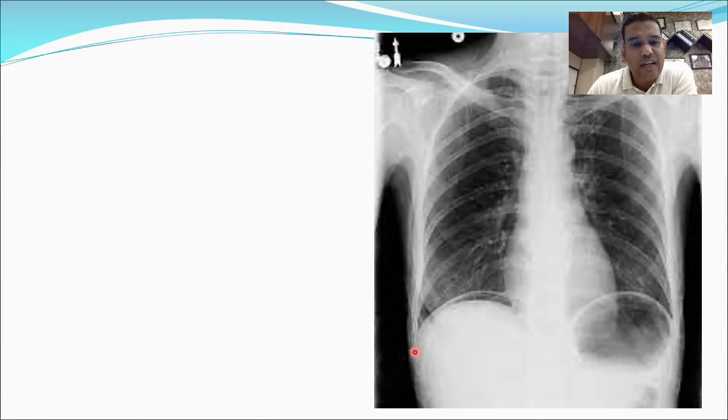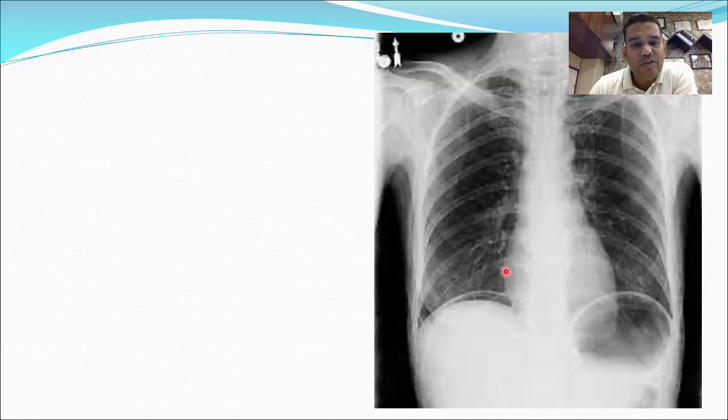Now C, costophrenic angle. This is costo, this is phrenic, so this is the costophrenic angle. I can appreciate on the right side the angle is very sharp. On the left side also the costophrenic angle is sharp. So there is no fluid collection. When this angle is blunted, that suggests there is some fluid collection.